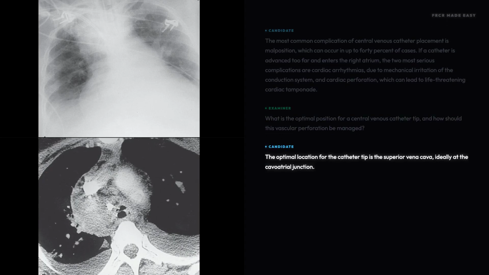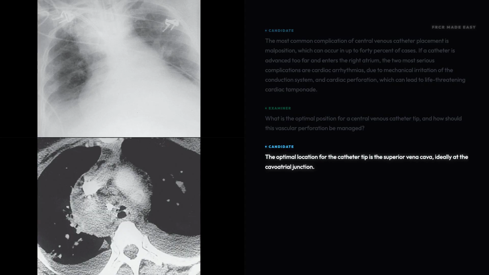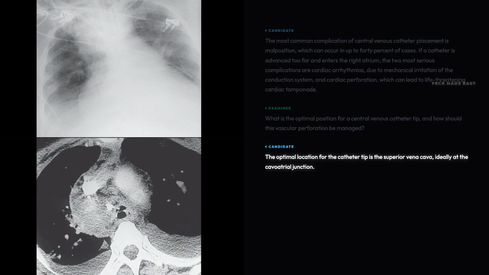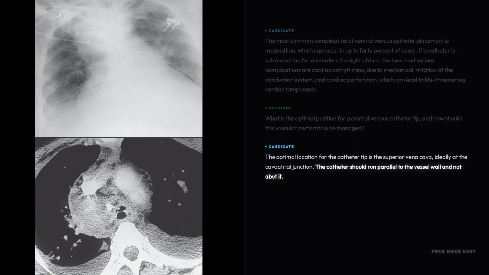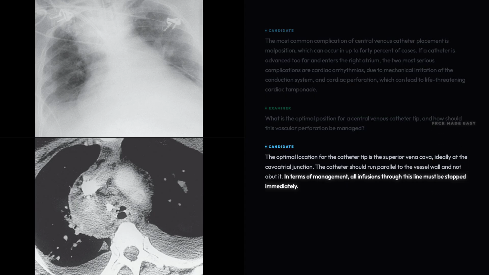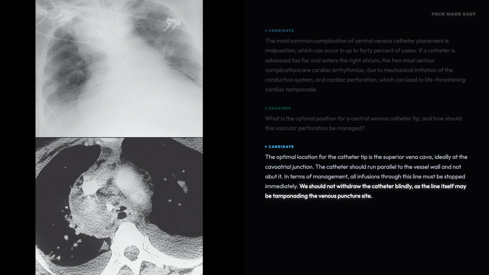The optimal location for the catheter tip is the superior vena cava, ideally at the cavoatrial junction. The catheter should run parallel to the vessel wall and not abut it. In terms of management, all infusions through this line must be stopped immediately. We should not withdraw the catheter blindly, as the line itself may be tamponading the venous puncture site.